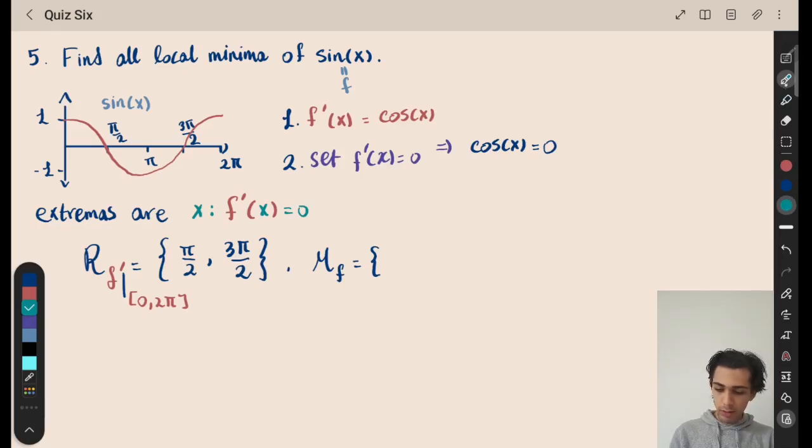Oh, did I erase the other one? Oh no. I erased the sine function. Oh no.